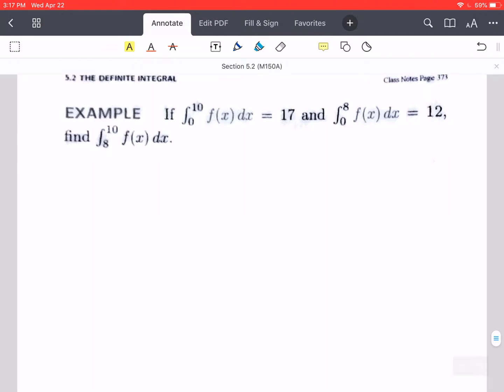If the integral from 0 to 10 of f of x dx is 17, and the integral from 0 to 8 is 12, find the integral from 8 to 10. So this is just direct use of this property.